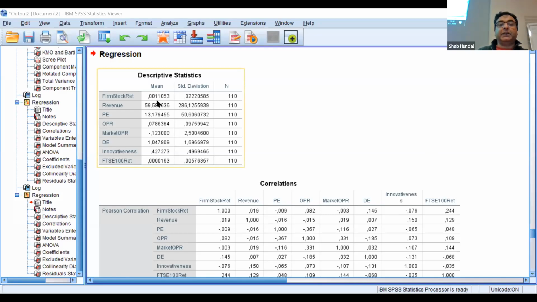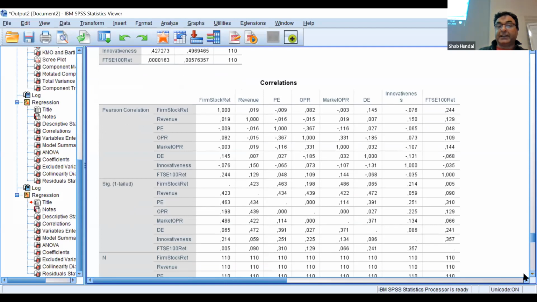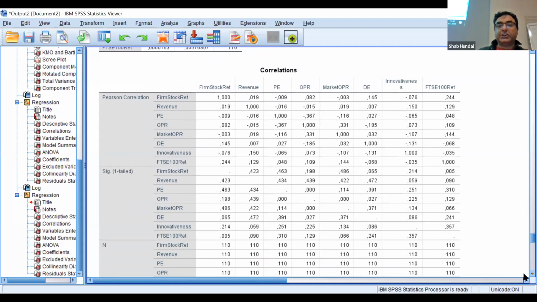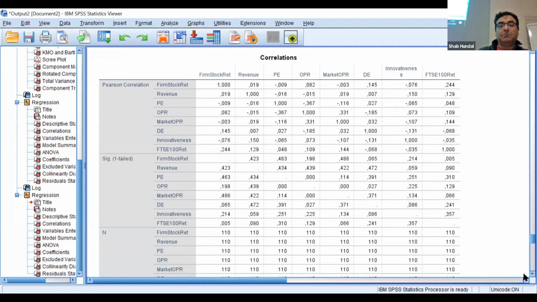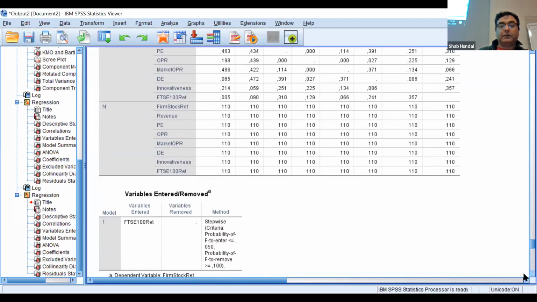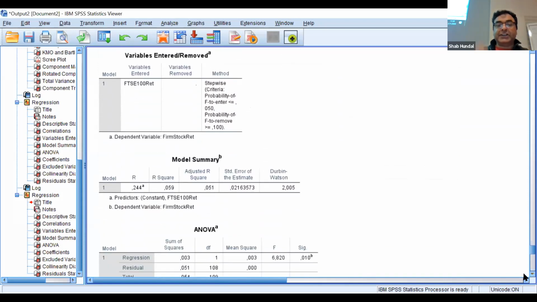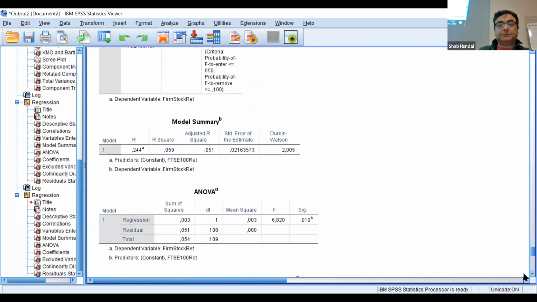The output title is regression. And you can see the firm stock return, the mean value, and I think we have done it before, so I will not spend time. Correlation comes again here, Pearson's correlation, significance. Now I take you to the model summary here. I want you to pay attention to this value, model summary, R square.